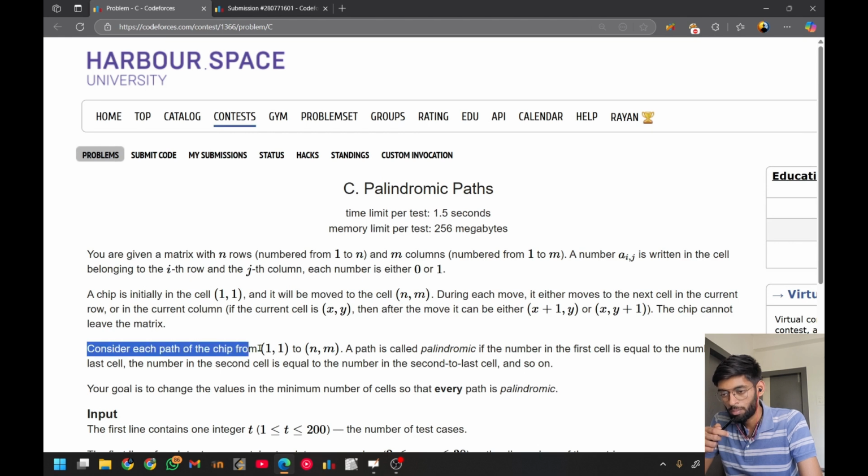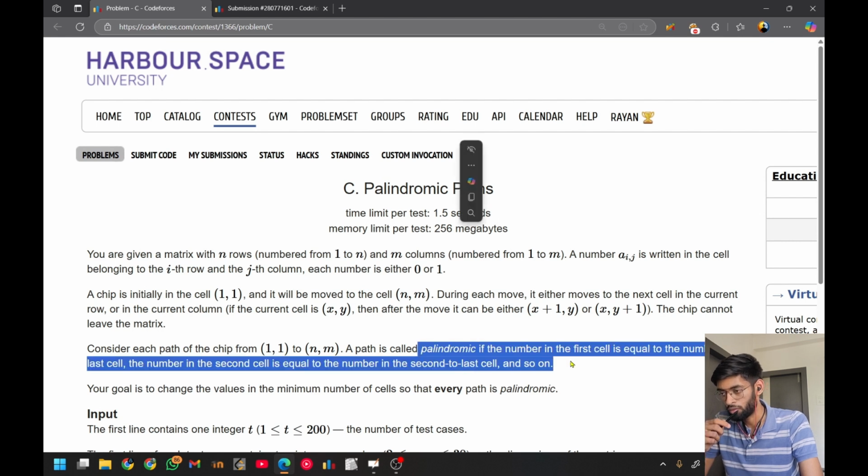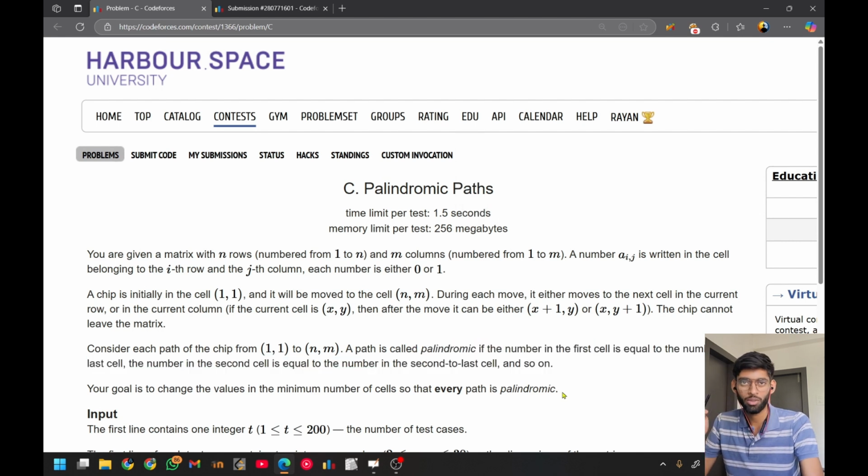Consider each path of a chip from 1, 1 to n, m. A path is palindromic if the number of first cell is equal. Okay, palindrome तुमको सबको पता है, आगे से रीड करेंगे पीछे से रीड करेंगे, it will be same. So your goal is to change the values in the minimum number of cells so that every path is palindromic.